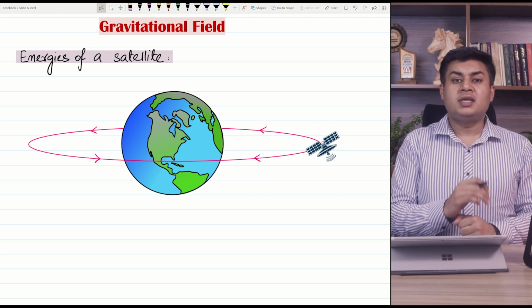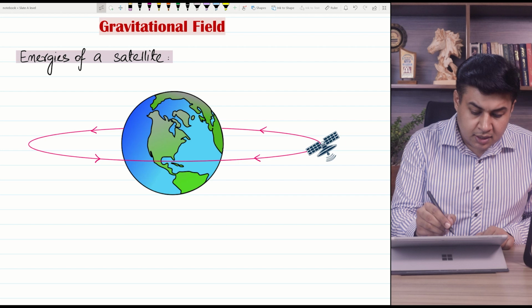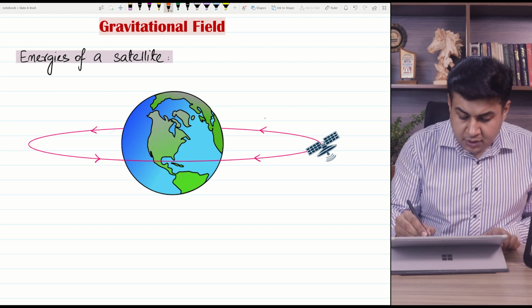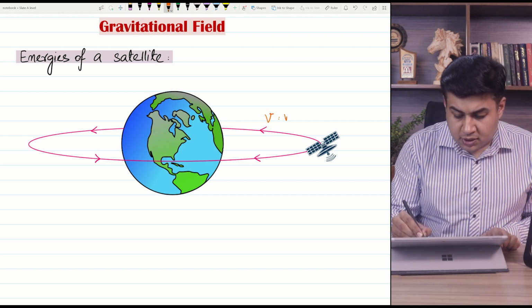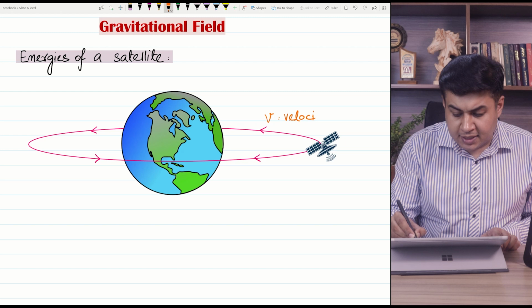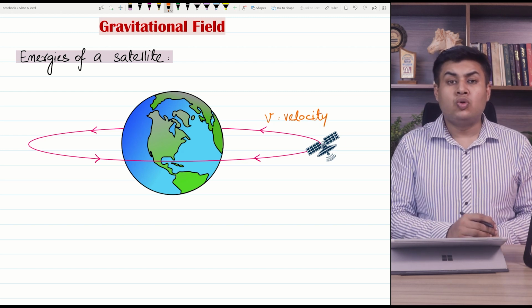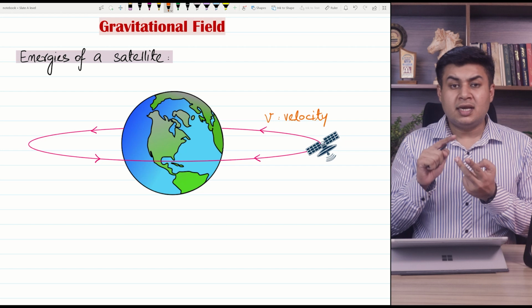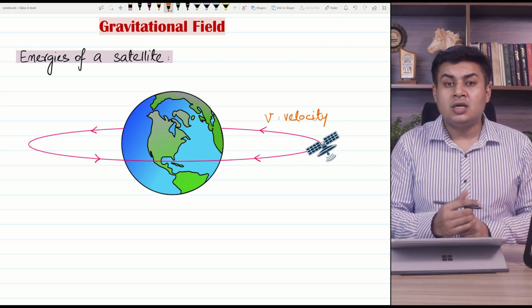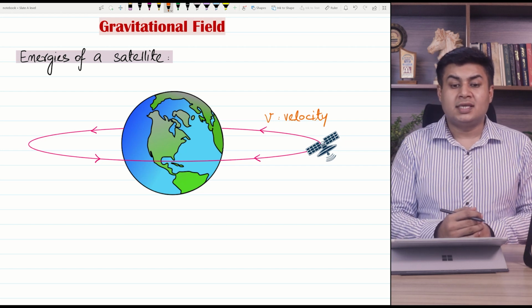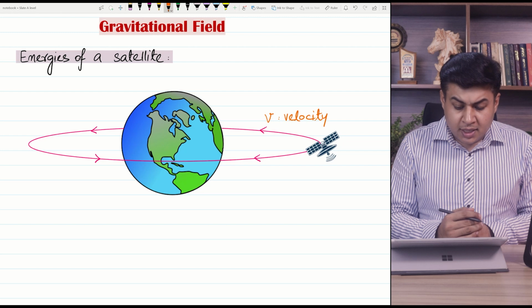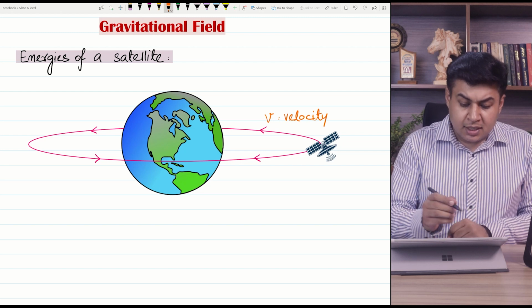As they are moving with certain velocity in their orbits, let's assume this is their velocity v. Due to this velocity, they have another energy and that energy will be kinetic energy. And if we add both, if we add gravitational energy and kinetic energy, we will get the total energy of satellite. Right? So as you can see in this diagram, there is Earth.